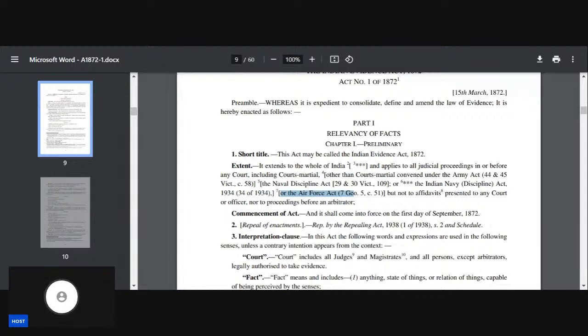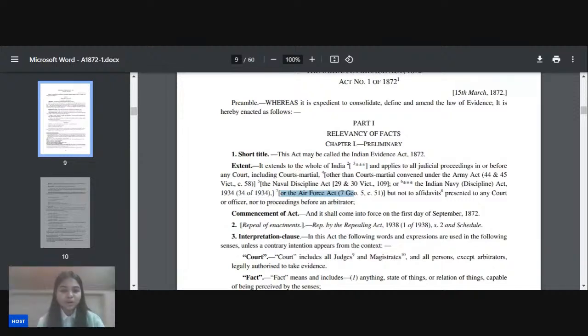So there is no such difference, but it is only saying that the Indian Navy Act, Air Force Act, Army Act, Naval Discipline Act, and Indian Navy Discipline Act are not included within this court martial. Other court martials are included. Other court martials apart from these are native court martial and Indian Marine Act. So the Indian Evidence Act will apply to the native court martial and to the Indian Marine Act, but it is not going to apply to court martials convened under the Army Act, under the Naval Discipline Act, under the Indian Navy Discipline Act, and Air Force Act.